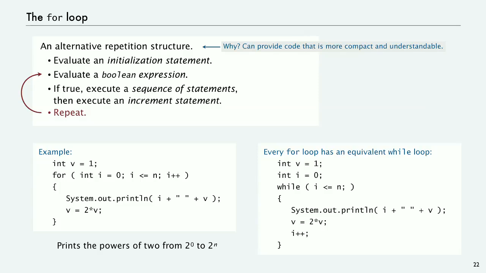So actually every for loop has an equivalent while loop where there's an initialization statement that in the case of the while happens right before the while loop. There's a Boolean expression. In both cases it gets tested. And there's an increment statement that appears after the sequence of statements within the body of the loop, and we repeat. So it's just a little bit more compact and understandable code, and we'll look at a few examples.